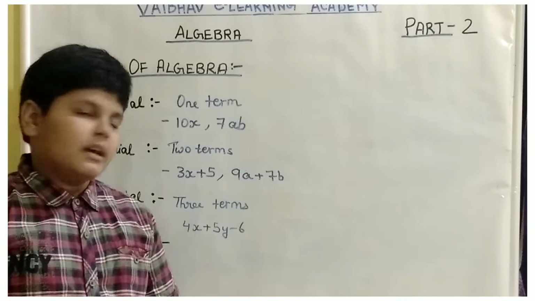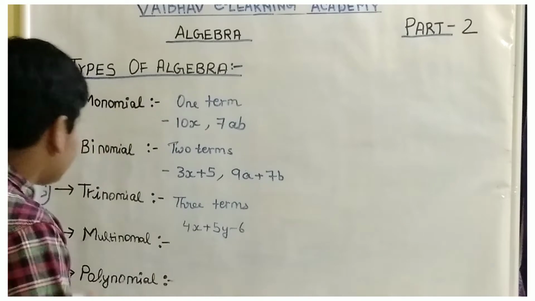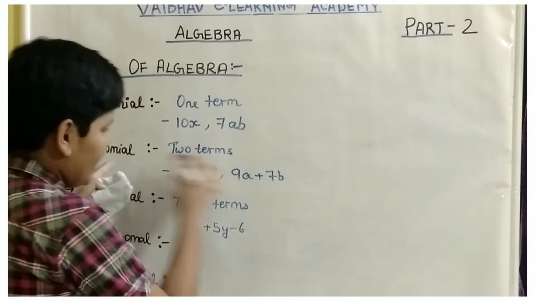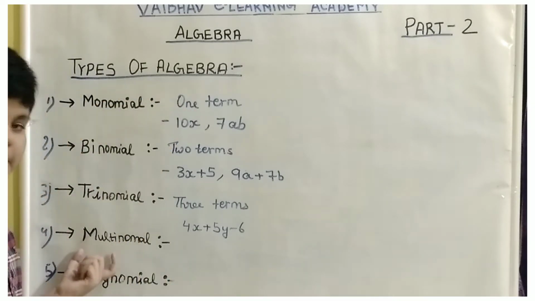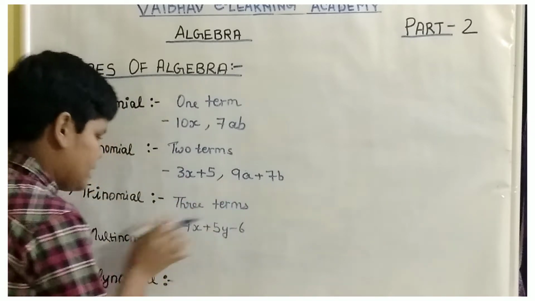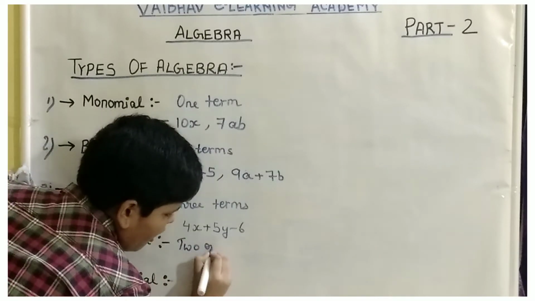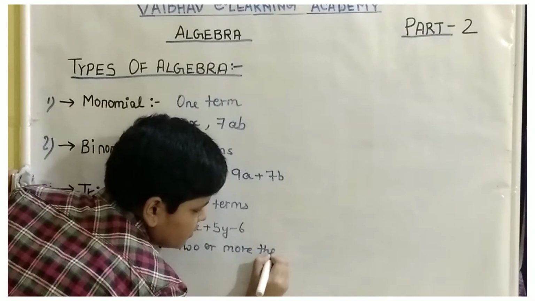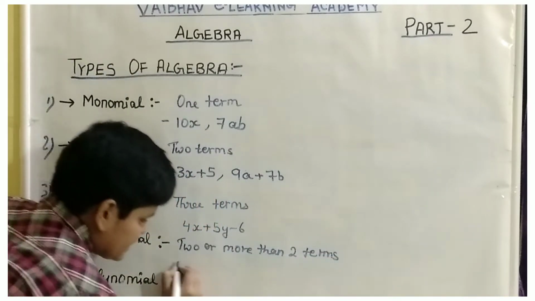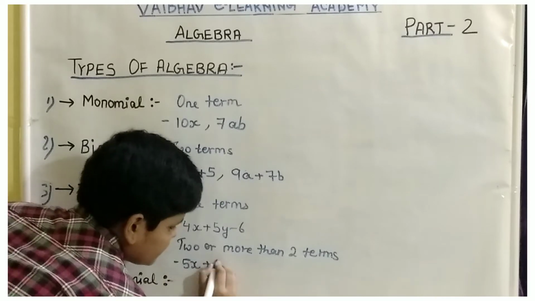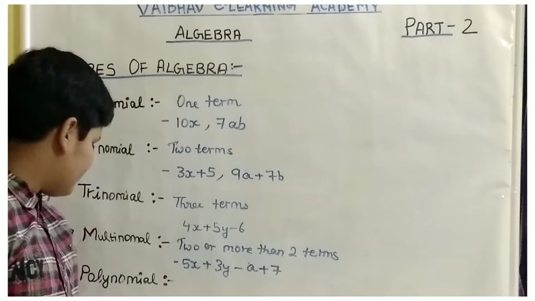Multinomial. Multinomial means having any number of terms from 2 terms to 4 terms, like 2 terms, 3 terms, 4 terms. So a trinomial is also a multinomial. A binomial is also a multinomial. But a monomial is not a multinomial, because multi means more than one, bi means two, tri means three. So multinomial examples will have two or more than two terms. For example, 5x plus 3y minus a plus 7. These are some types of multinomial.